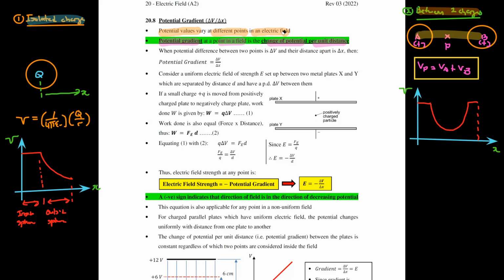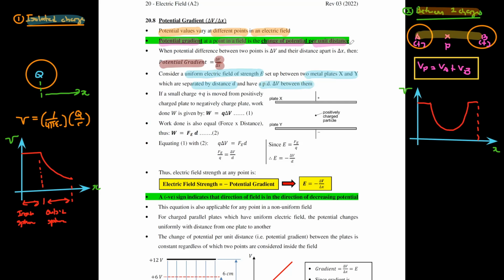You can just consider a very simple case. Before that, when you say potential gradient is change in potential per unit distance, it simply means delta V, the potential difference between two points, divided by delta X, the distance between the two points. So to see the relation between potential gradient and electric field strength, consider a simple case first where you have a uniform electric field of field strength E set up between two metal plates X and Y, which are separated by distance D and have a PD of delta V between them.